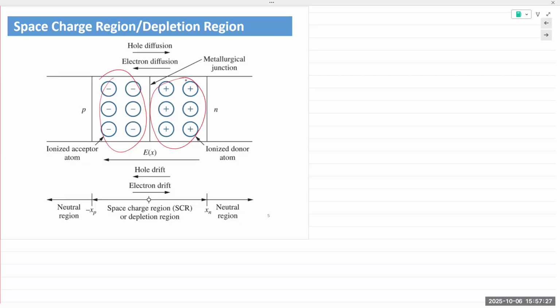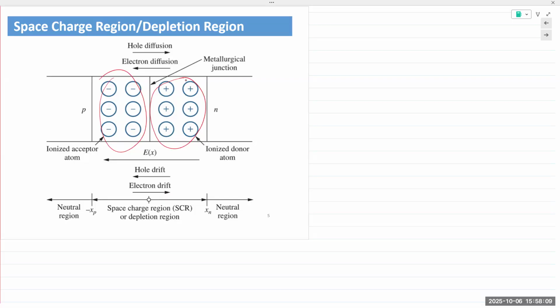This is due to the atoms that are fixed in the structure. They're unable to leave the lattice structure. They're fixed, and thus localized charges appear. So we have a region right near the junction where it's positively charged in the n-type and negatively charged in the p-type. Opposite charges, because electrons have now diffused away and holes have diffused away. This region, because it is charged, is known as the space charge region. And because it's charged, an electric field appears.